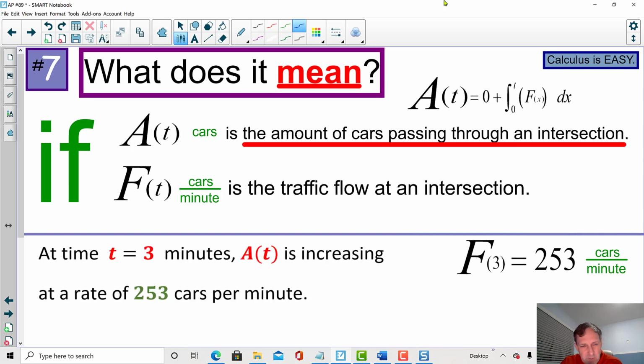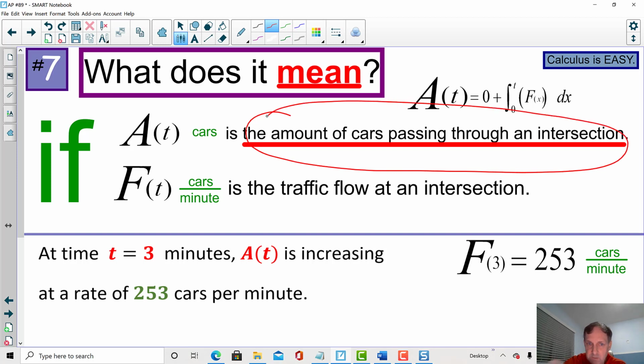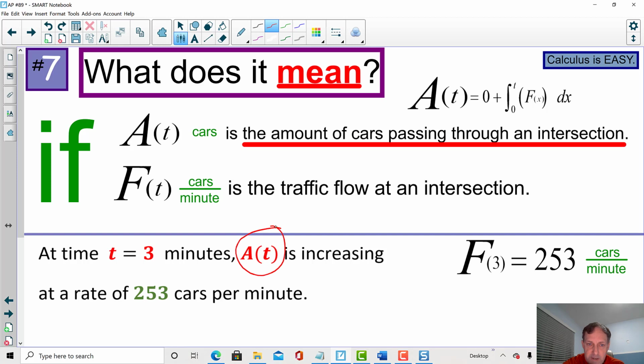All right, there we go. And I usually like doing it this way. Whenever there's a big long description in there, you'll notice this underlined thing is a big long description. It says the amount of cars passing through an intersection. So that's what A of t is. And since that's such a long sentence, I originally write it down as just A of t. So it says at time t equals 3 minutes, A of t is increasing at this rate. And here's your rate. Then my final step is just to go back and trade A of t for what A of t is equal to. So let's go ahead and do that.